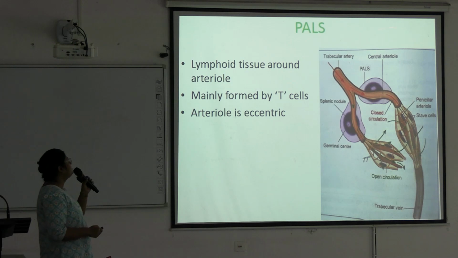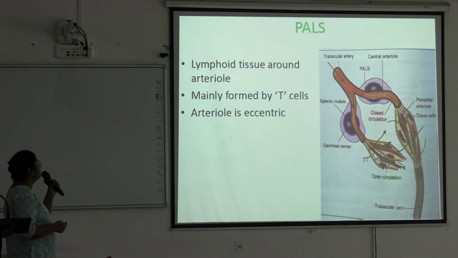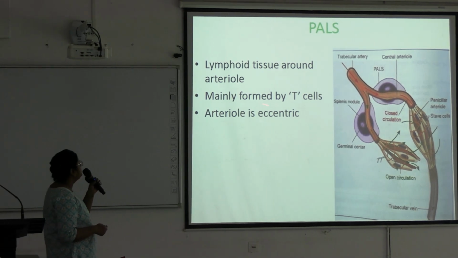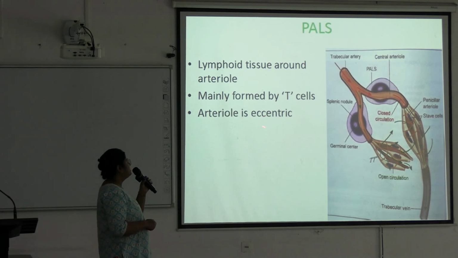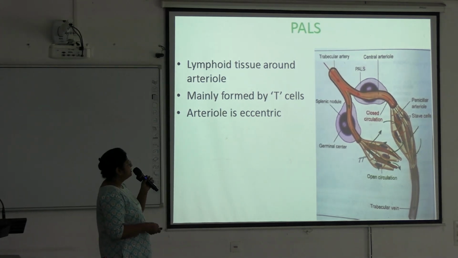So periarteriolar lymphatic sheath is lymphatic tissue around the arteriole, mainly formed by T cells, and the arteriole is eccentric in position. Next.